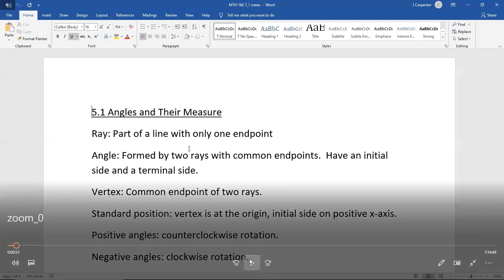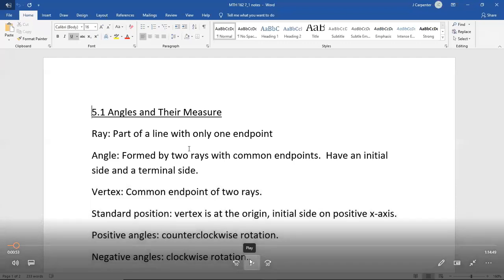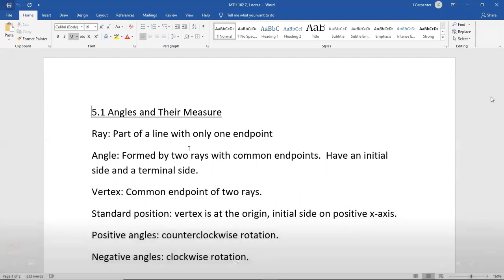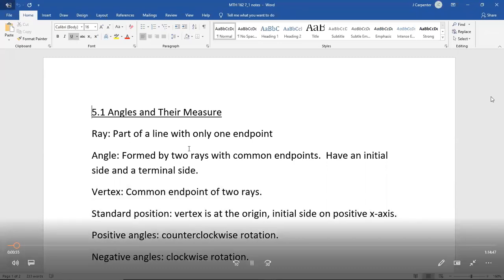Let's start learning some trig, but we're going to start out by just dipping our big toe into the water. We're going to do a lot of definitions, a lot of simple stuff. No sine of 30 degrees today. We'll save that for another day. So 5.1, angles and their measure. We are going to pick right up with material, and we're going to start in 5.1 today.